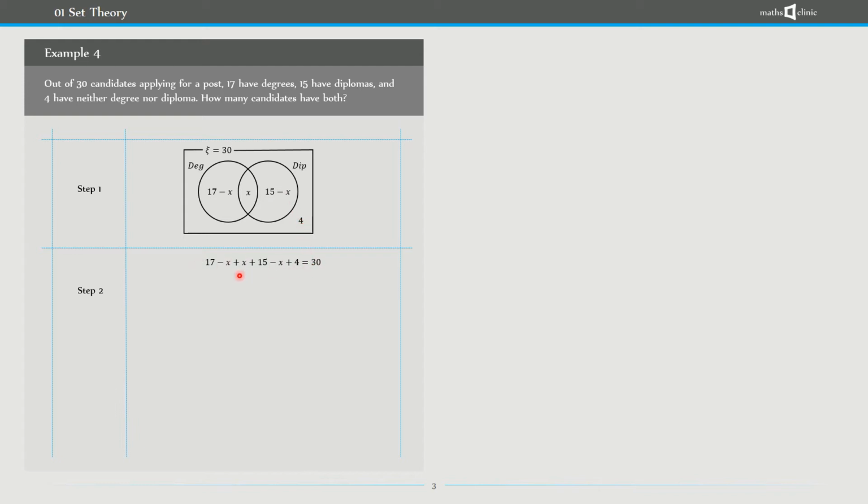Okay, and if we sum all of this up, you'd have that 36 minus x equals 30, so x equals 36 minus 30, and you'd have that x equals 6, which is the number of candidates that have degrees and diplomas.